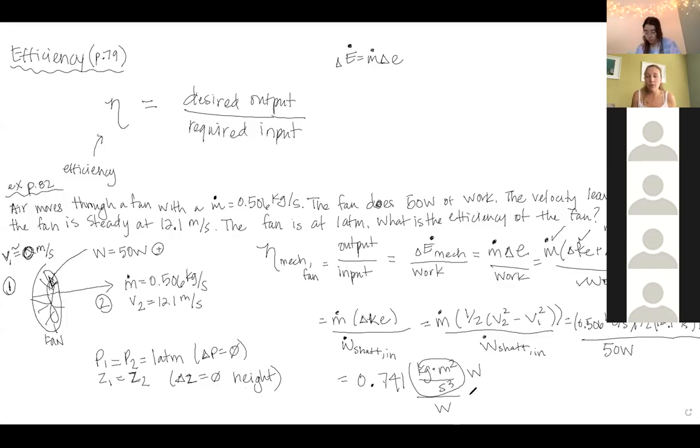So thank you for whoever answered. I can't really see names very quickly, but thank you. So a watt over a watt cancels, and our efficiency just becomes a unitless value, which is correct. We can also look at it as a percentage, so 74%. But here's our efficiency for this fan, of our mechanical fan.